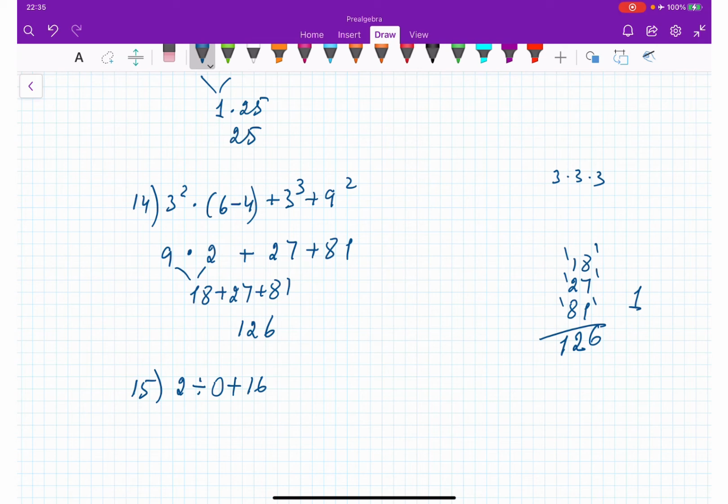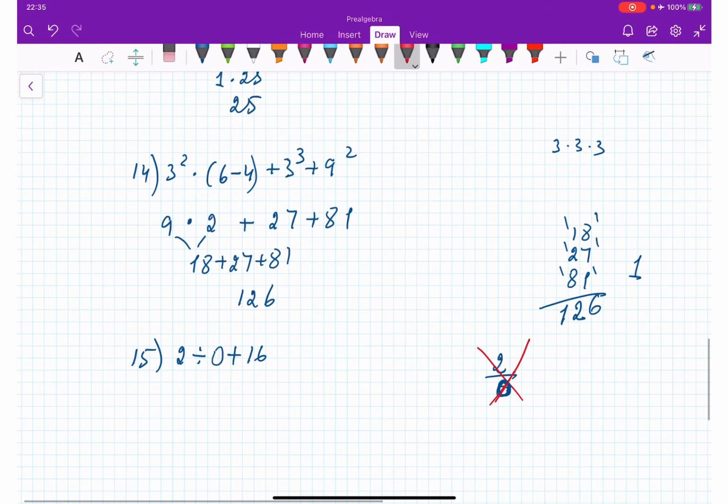You can never ever divide by 0. I can tell you that much. It cannot happen. I'll use red color. Okay, this is 0. You can never divide by 0. It's undefined. So since it's undefined, you can't divide by 0. Then this is undefined, the answer.